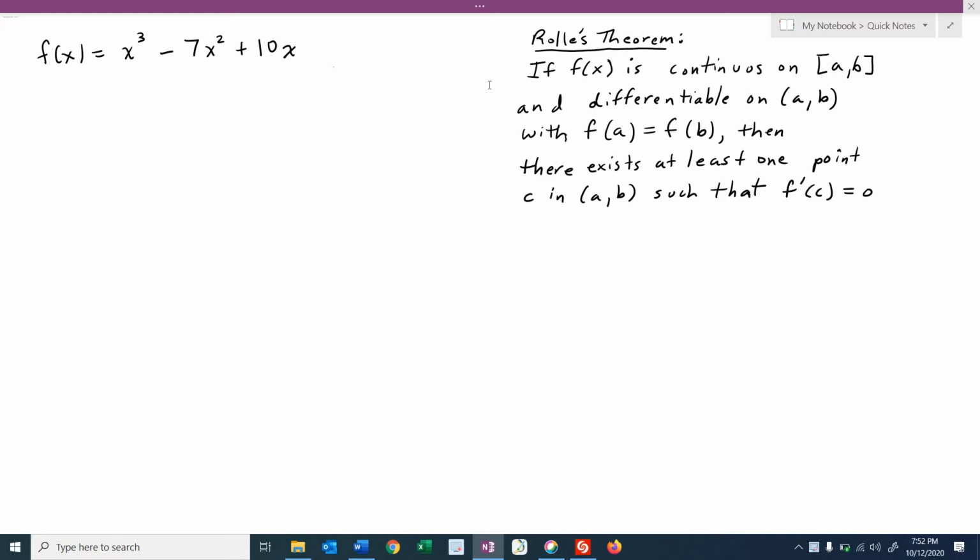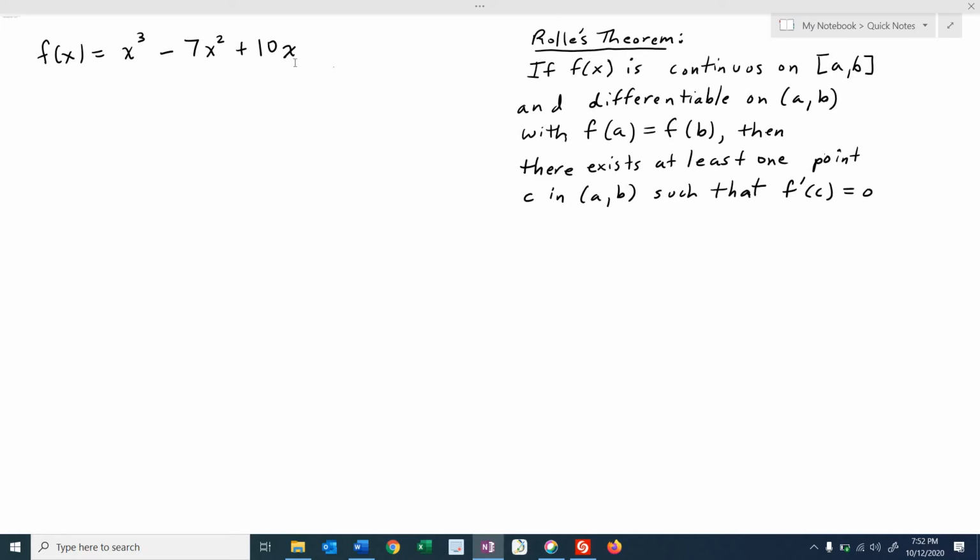Rolle's theorem says that if f is continuous on the closed interval from a to b and differentiable on the open interval from a to b, with f of a equal to f of b, then there exists at least one point C in the open interval from a to b such that f prime of C is equal to 0.